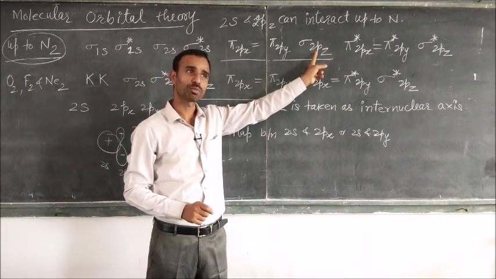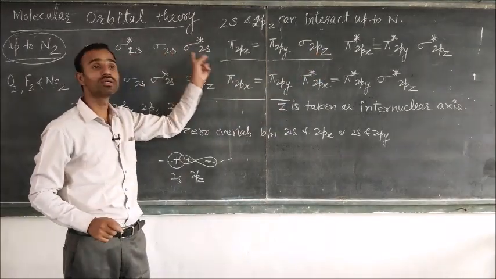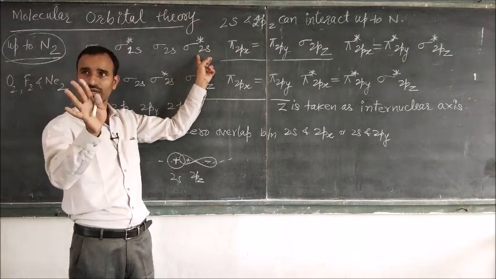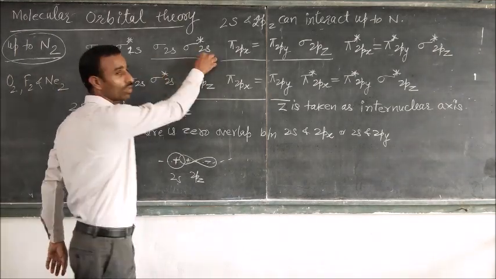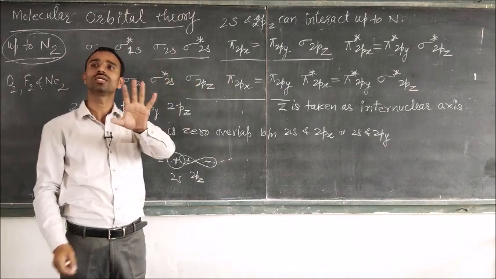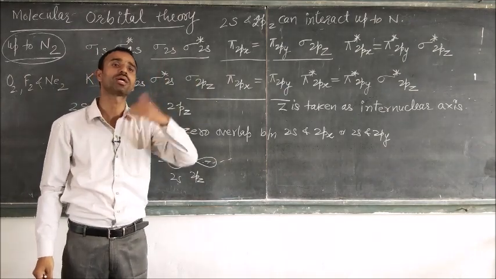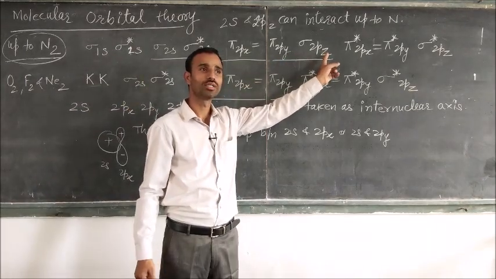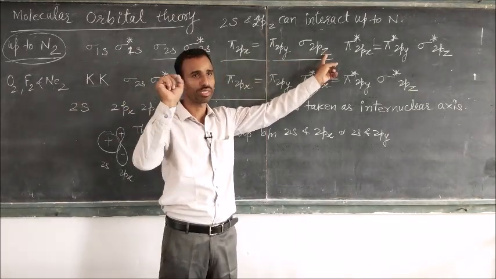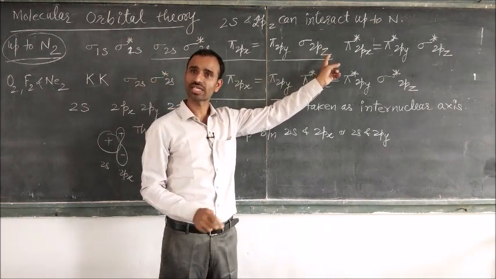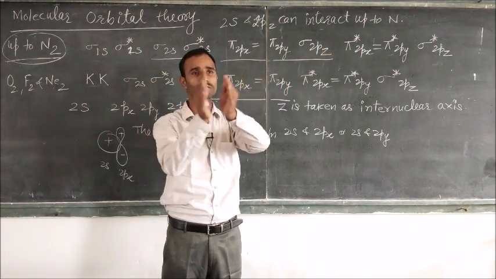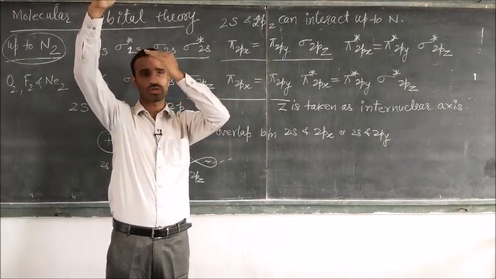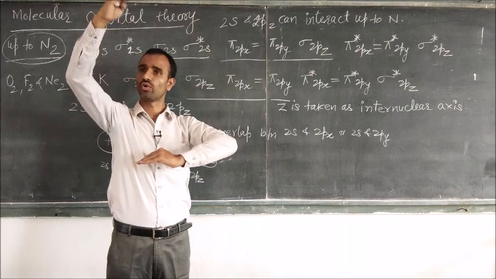There is sp character. Here also there is sp character. Normally we will not show it, but keep in mind up to nitrogen, 2s is not pure 2s. It has some p character. 2pz is not simply pure p, it has some s character. And because of that sp character, sigma 2pz is of higher energy and sigma 2s is of lower energy.